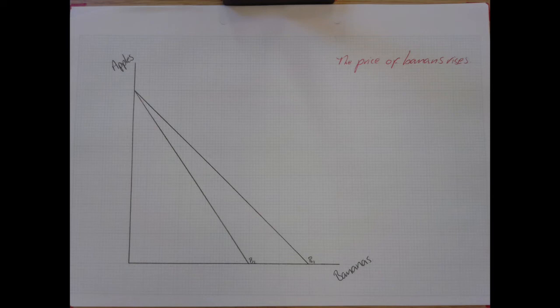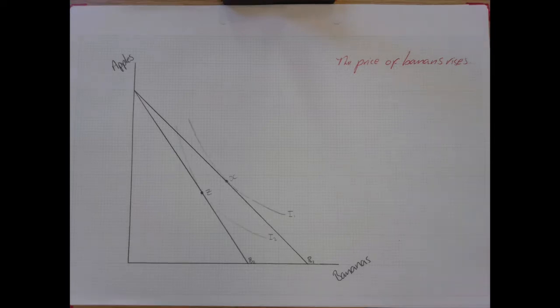So we're going to do a video on indifference curves and budget lines, showing substitution and income effect of normal, inferior and Giffen goods. Okay, so hopefully you can see from the diagram that the budget line is shifted in from B1 to B2, indicating that the price of bananas has risen.